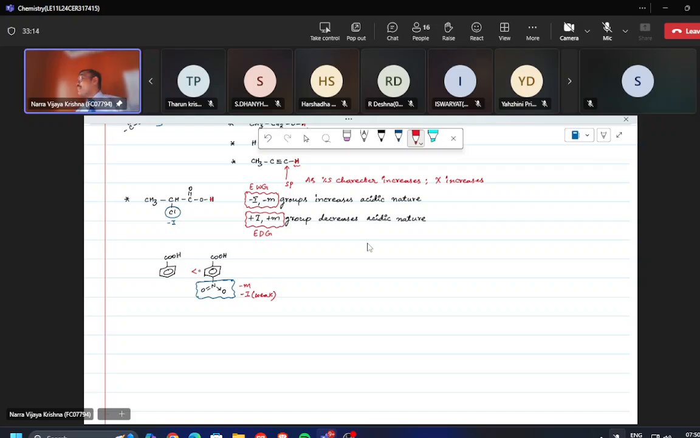Chlorine is a plus M, minus I group. Plus M as well as minus I. Obviously plus M slightly dominates, because chlorine has lone pair of electrons in a 3p orbital. That's why in the case of benzene, what I told you, it is ring deactivating but ortho-para directing. Correct? Only in the case of halides. Any questions in it? In that way, if I keep on giving different compounds, can you give the acidic nature or not? Right? Response, sir.